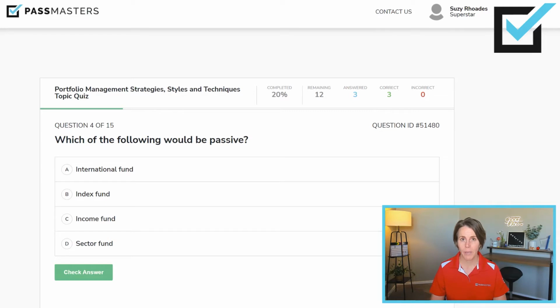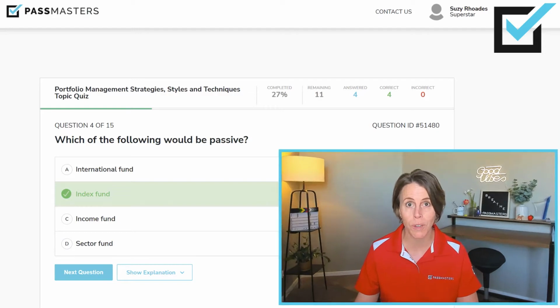Which of the following would be passive? International fund, index fund, income fund, or sector fund? It is the index fund. So if you're an investment advisor to an index fund, you're not actively trading in that portfolio. The only time you are making changes to the index fund's portfolio is when the index itself changes. Investment advisors of index funds attempt to mirror the index. Passive.